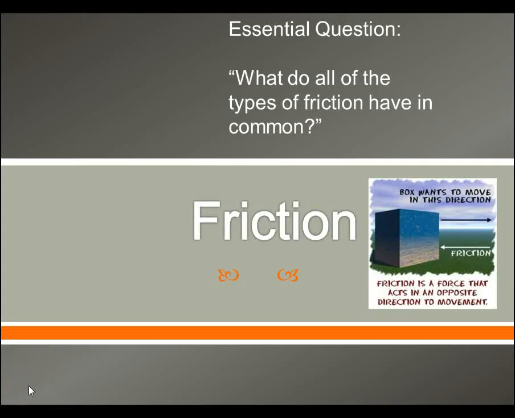All right, let's talk about friction. The essential question you should be writing down is, what do all of the types of friction have in common? So let's say, for example, this box that wants to move to the right. I don't know, maybe it's got family over there. So it's trying to go to the right, but friction is going to be pushing it to the left. Friction is a force that acts in an opposite direction to movement.